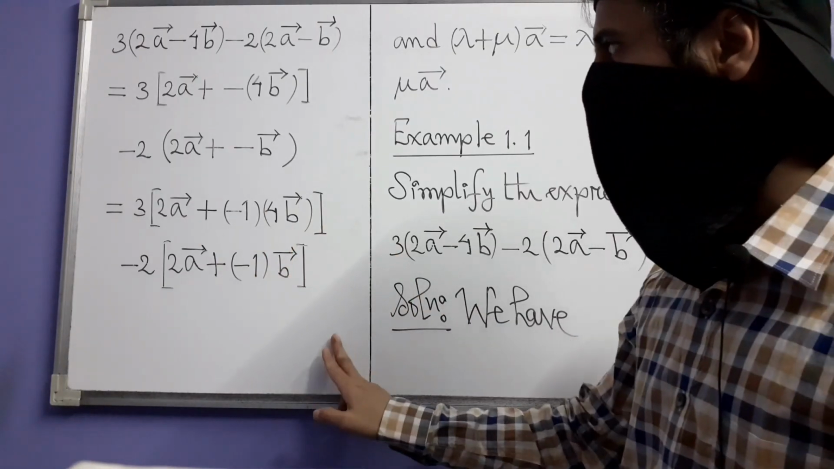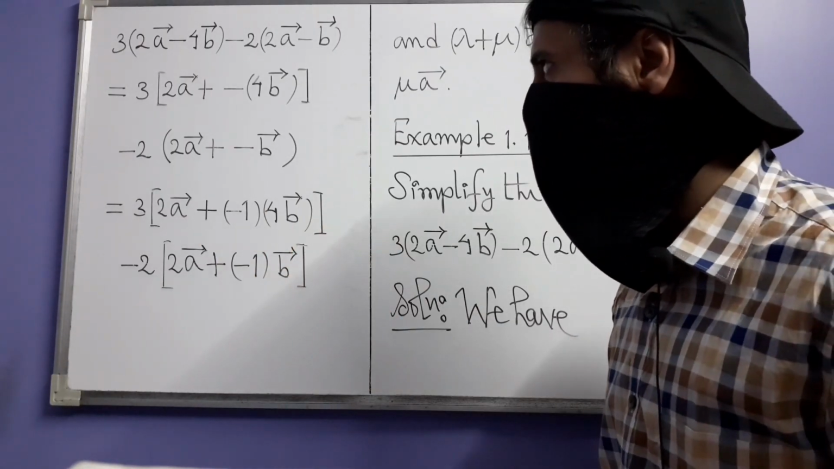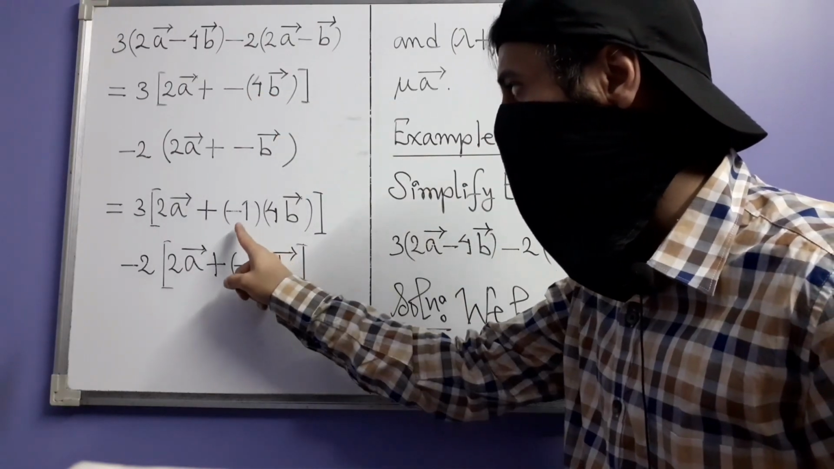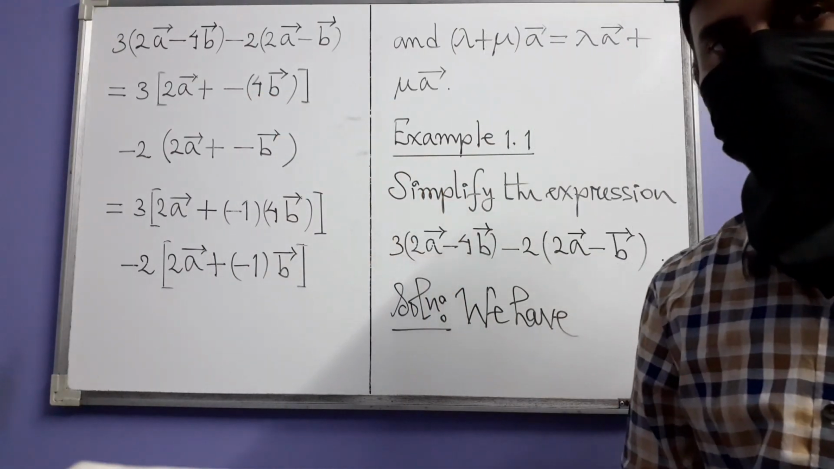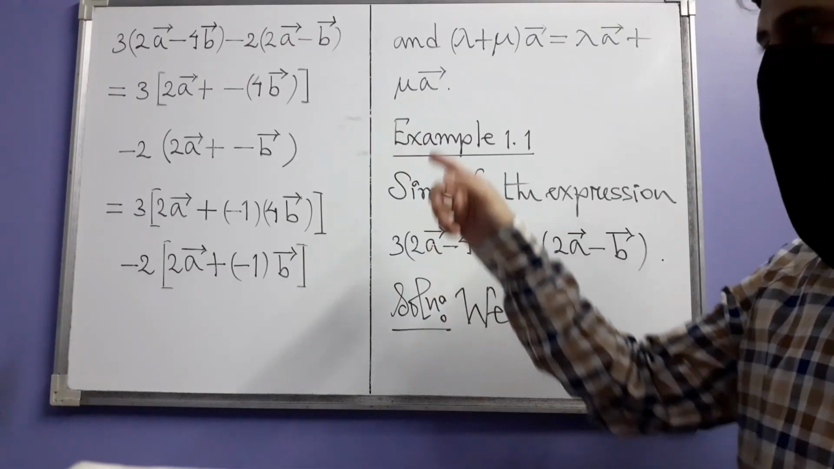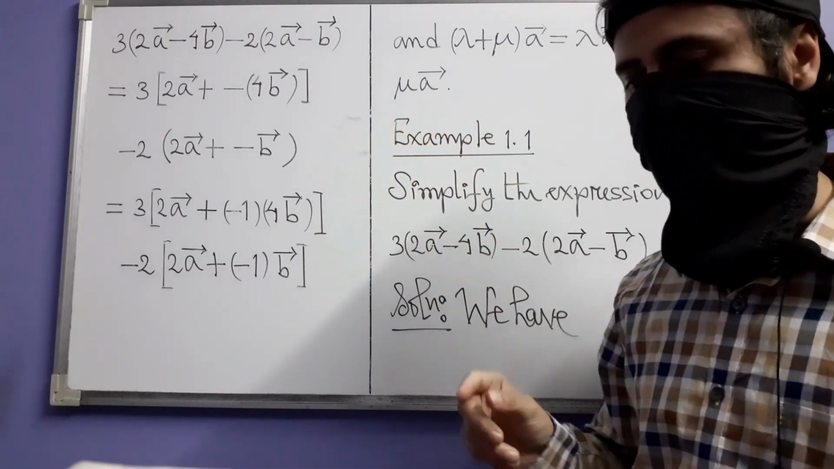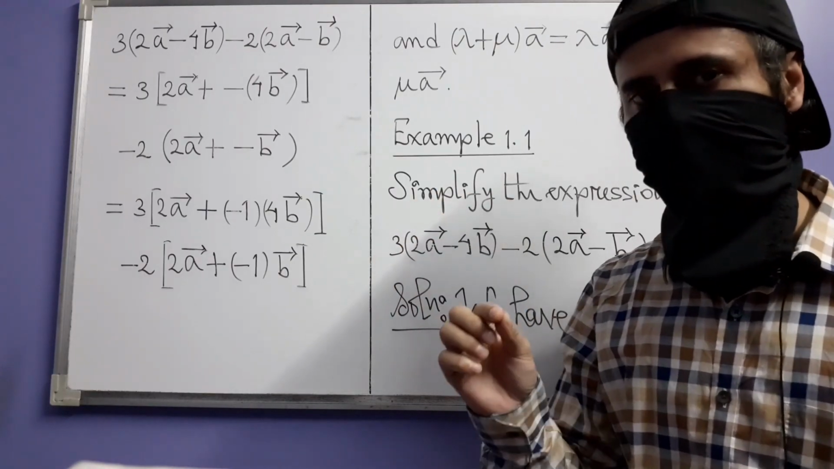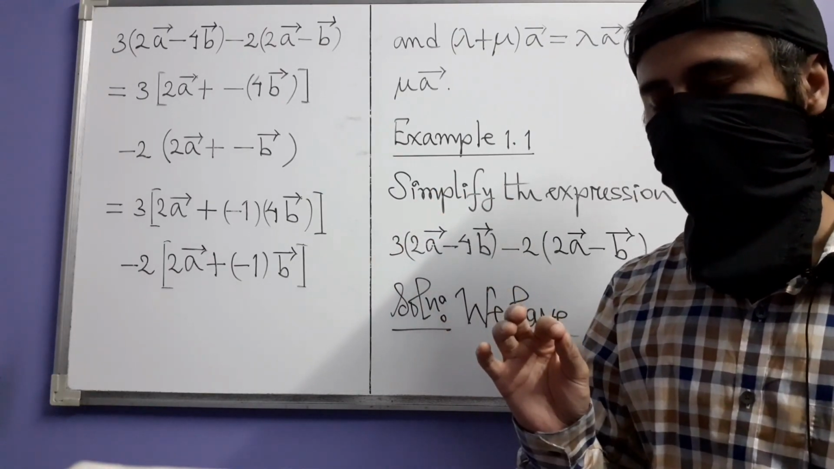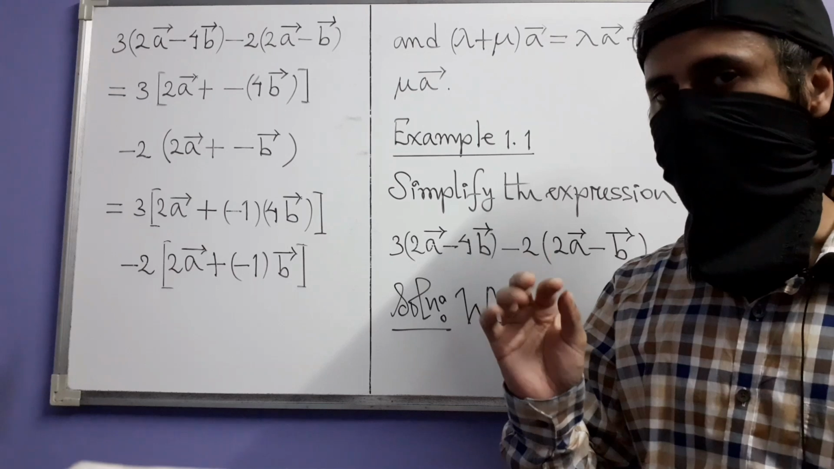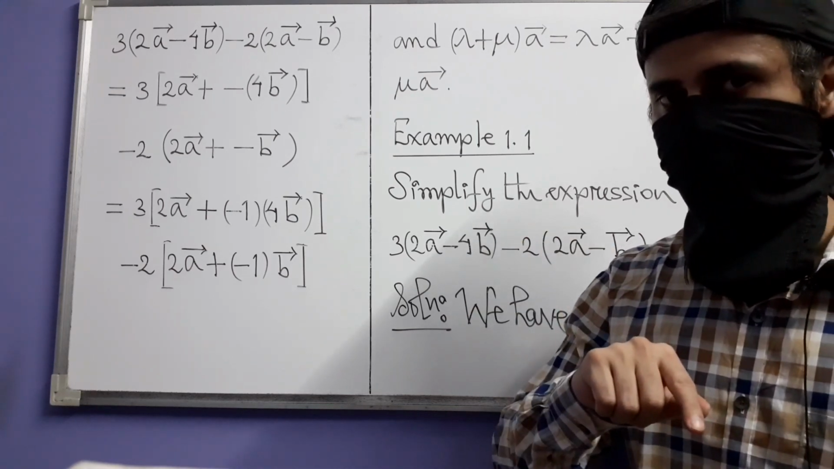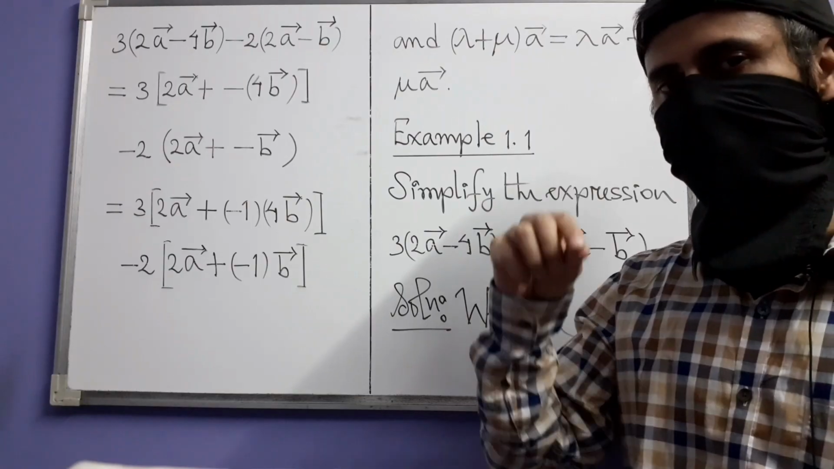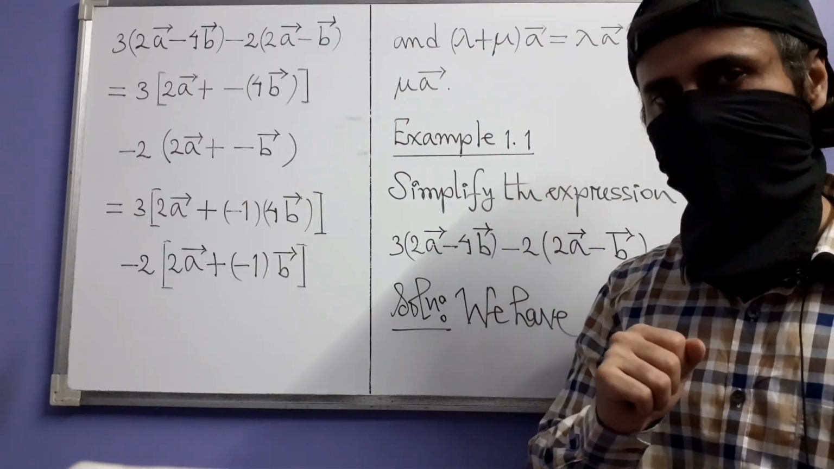Okay. But then what do we do? In place of minus of 4b, we are writing minus 1 times 4b. What is this? This comes from that thing which we wrote there. Minus lambda times a is equal to minus of lambda times a. Or I should have said it like this: minus of lambda a is equal to minus lambda times a.